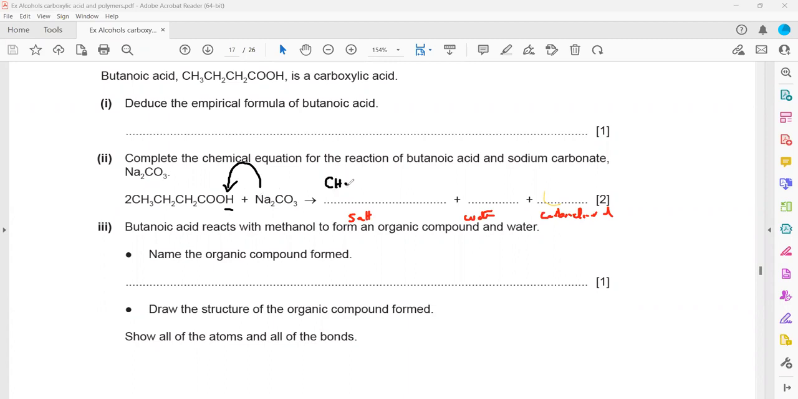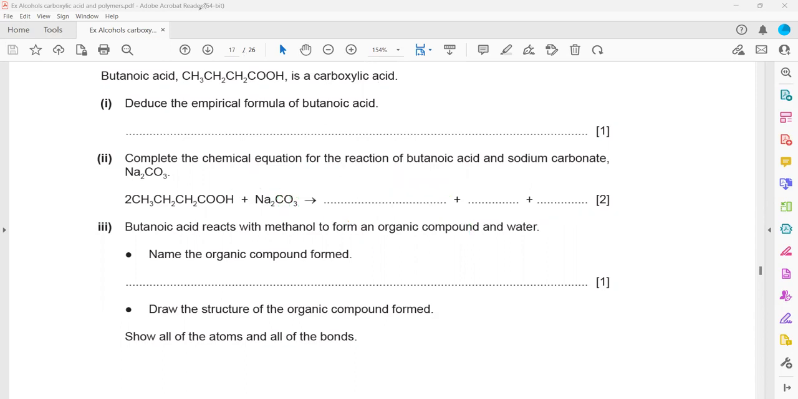So this will be CH3, CH2, CH2. There should be Na at the last part. So CH3, CH2, CH2, COO, and then Na, plus water. Sometimes it does not register some text. Okay. H2O and then CO2 will be there. Or you can just change the order.